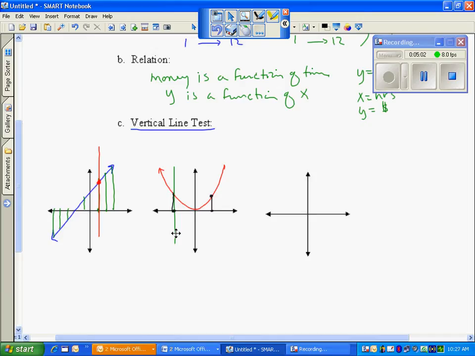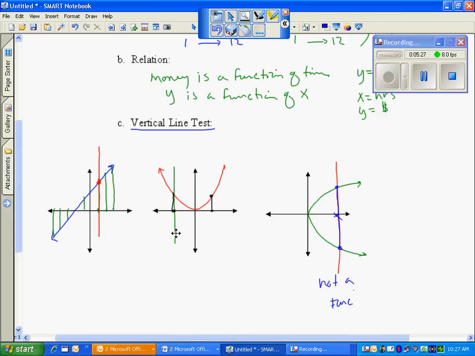Let's try a third graph. Drawing a vertical line. The x-coordinate sitting right here, this x-coordinate pairs with two outputs. Therefore, it is not a function because it has two pairs.